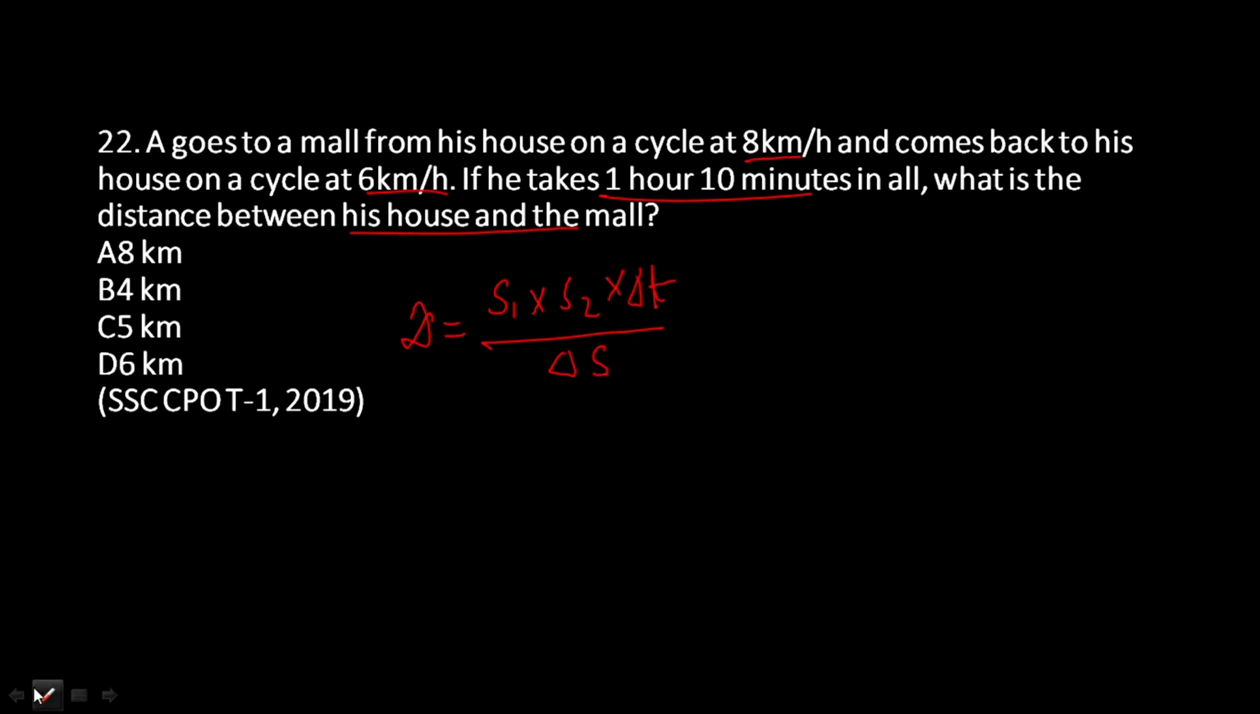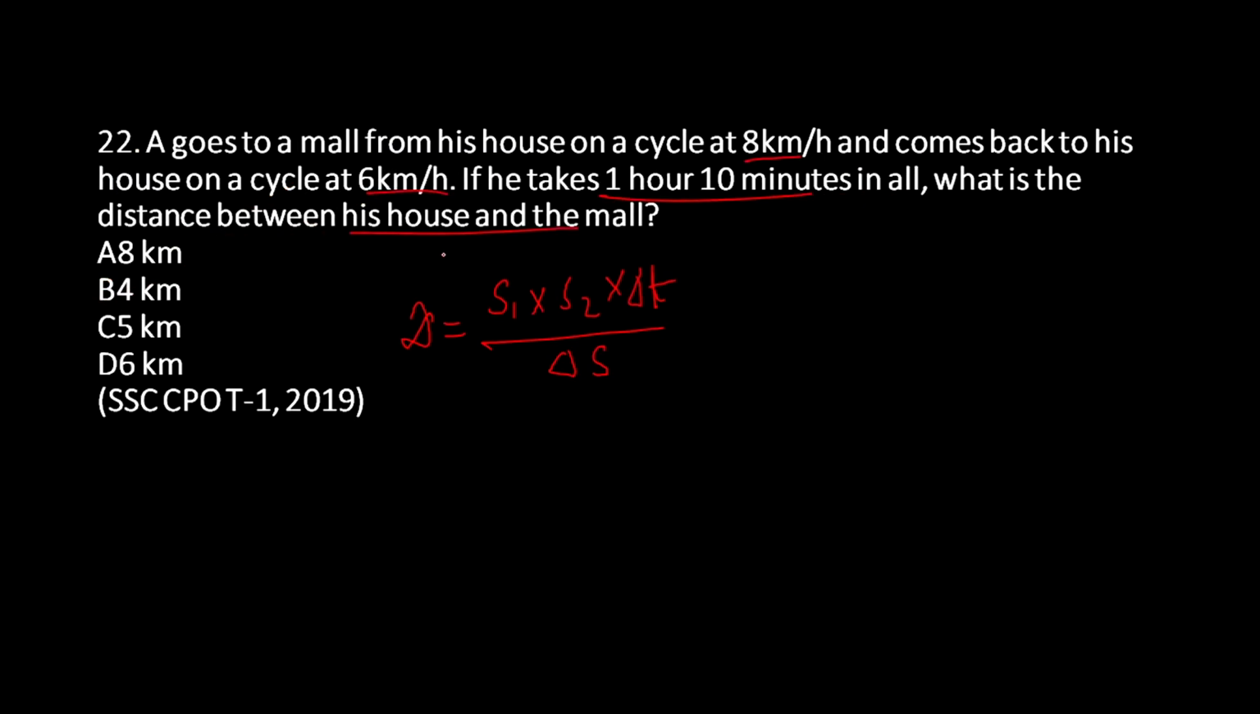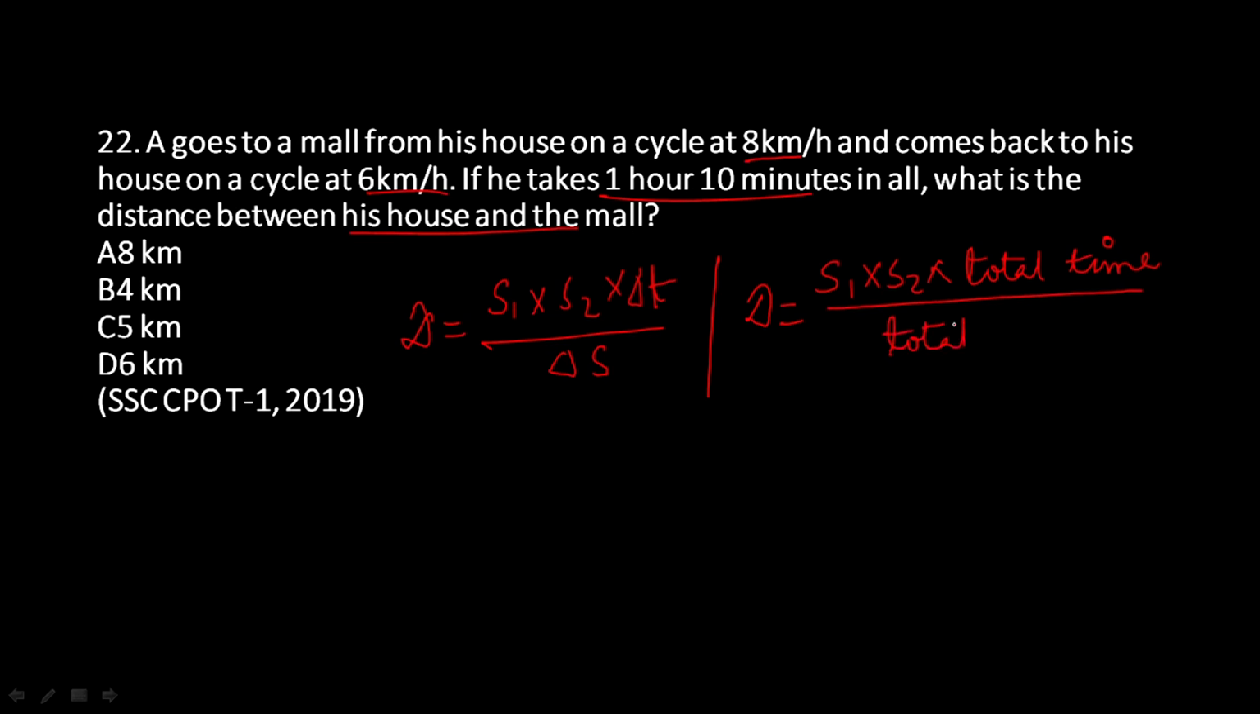When is it applicable? It is applicable in this kind of questions where there are two speeds and one is getting late or early and the other is getting late or early, so there are differences of times. But when a total time is given, as here, if he takes 1 hour 10 minutes in all, these questions follow this equation: S1 into S2 into total time upon total speed. Clear? When is this followed? When a total time is given and there are two speeds and the distance is equal in both cases.